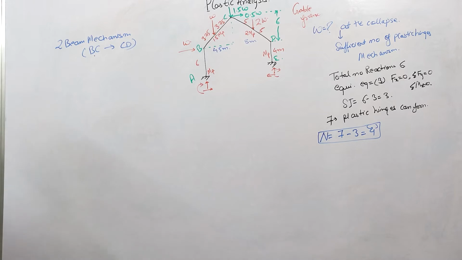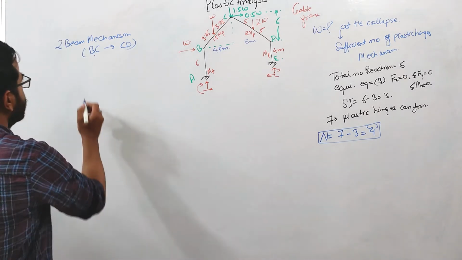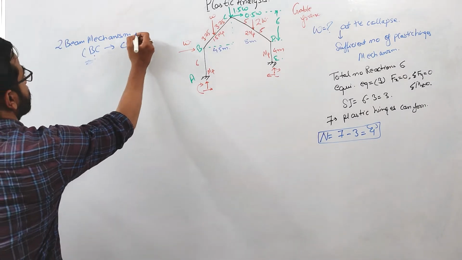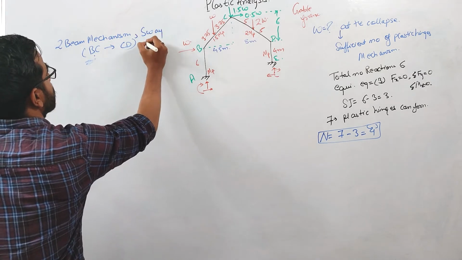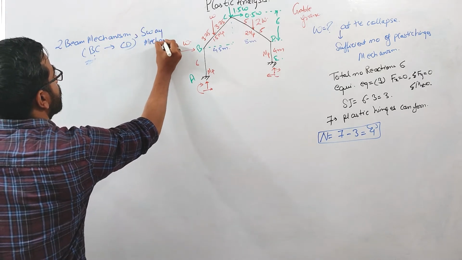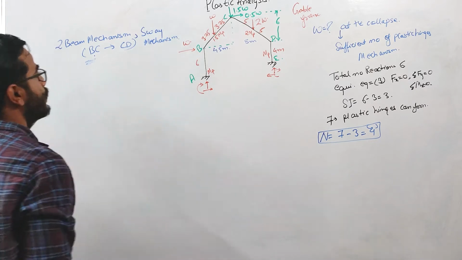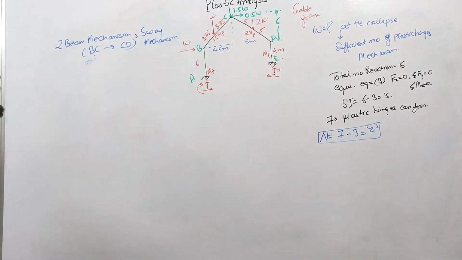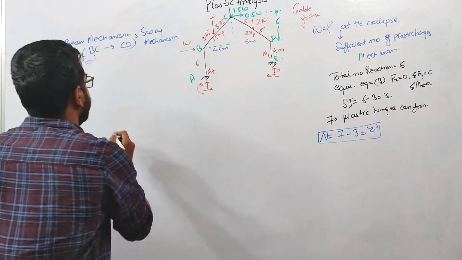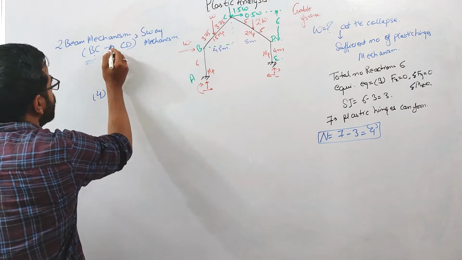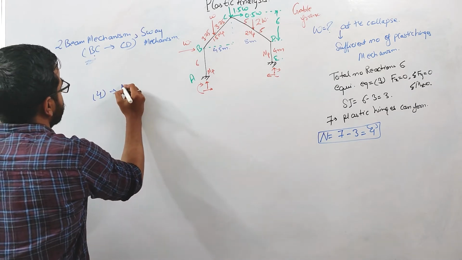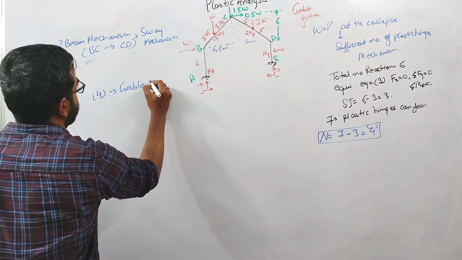Next will be our sway mechanism. So 3 mechanisms are there. Now number 4, besides these mechanisms we have already discussed, is the gable mechanism.